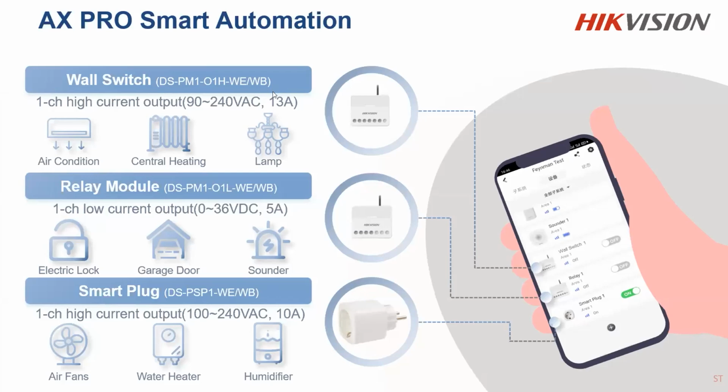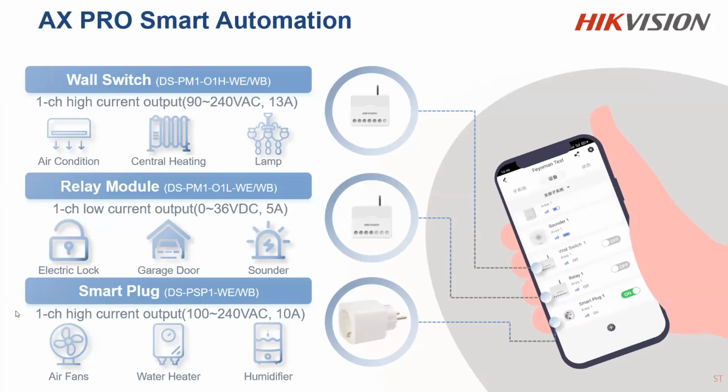DSPM1-01-WA/WB, these are models capable of handling electronic appliances such as air conditioners, heaters, lamps. So you are able to directly control those from your mobile application, which is High Connect. Also, we have certain relay modules, which can work as a lock for you to maybe open your garage door, enable a sounder, or enable an electric lock.